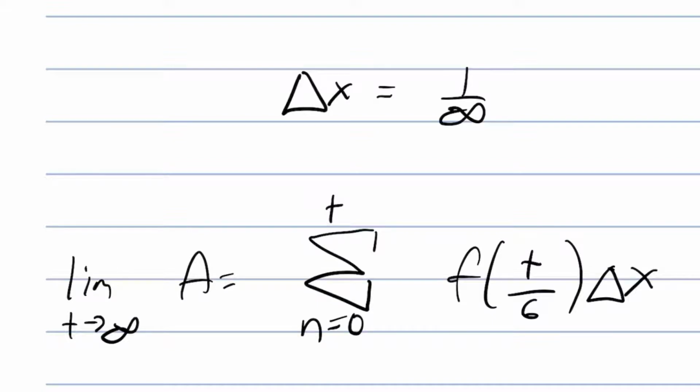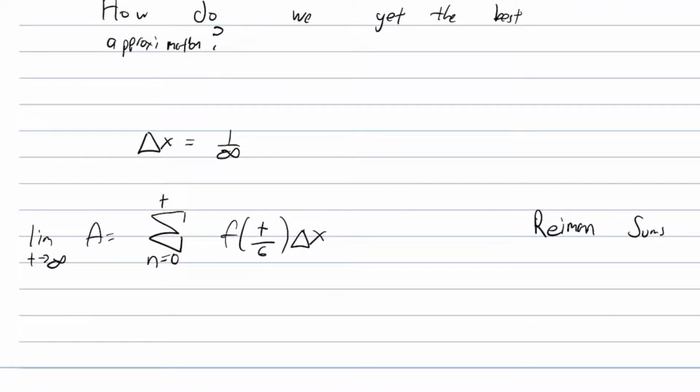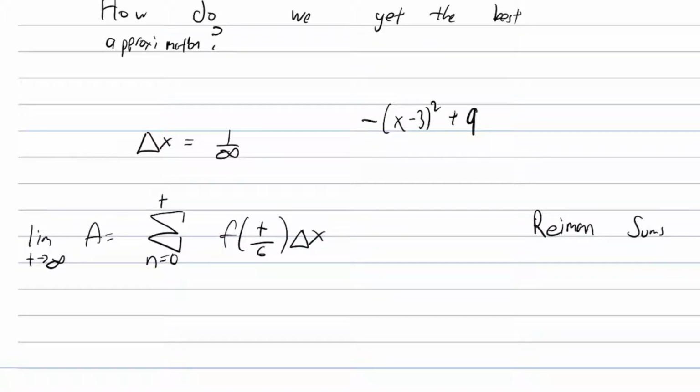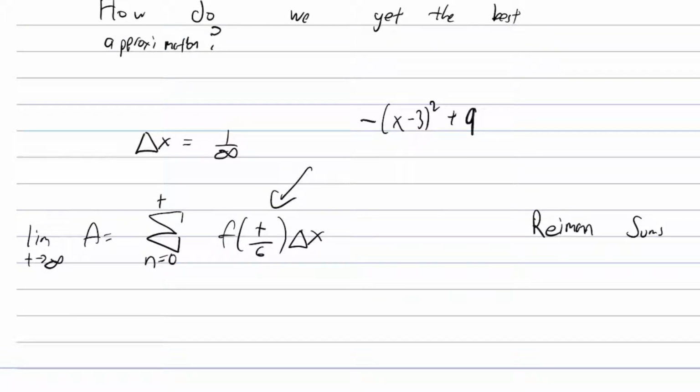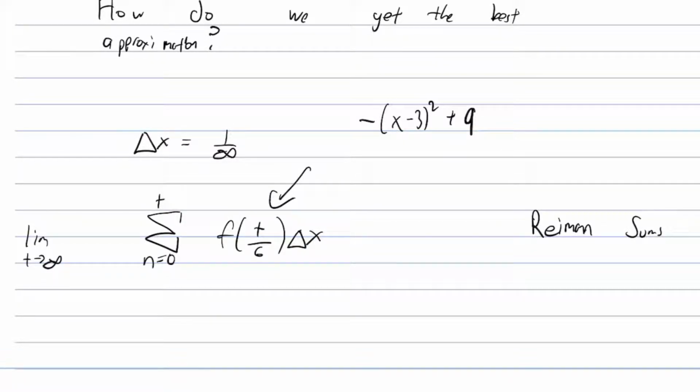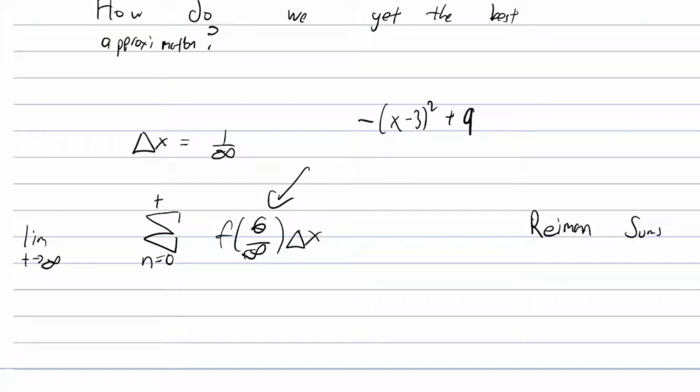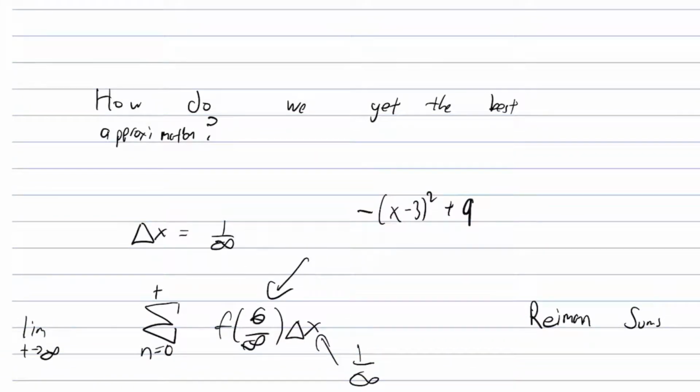And that's roughly the formula that we come up with when trying to figure out the area of negative (x minus 3) squared plus 9 right here. So it's actually the limit as t goes to infinity of the sum from n equal to 0 to t of f of t over 6, or actually that's supposed to be 6 over t, because we're trying to get up to 6 in infinitely small increments, and delta x, which is going to be roughly 1 over infinity, infinitely small.